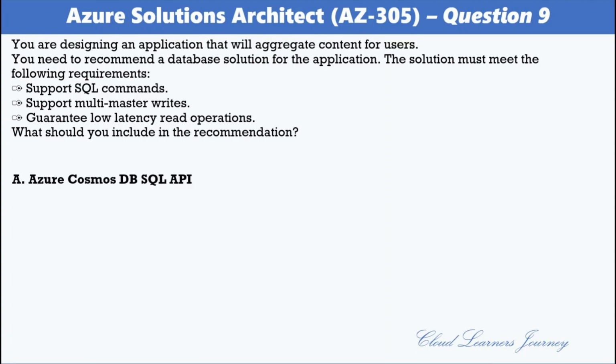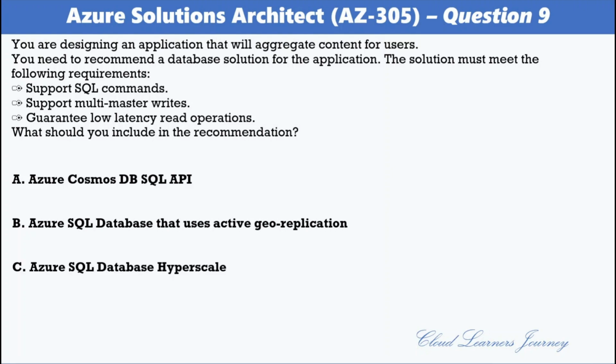The options are A. Azure Cosmos DB SQL API, B. Azure SQL Database that uses active geo-replication, C. Azure SQL Database Hyperscale, D. Azure Database for PostgreSQL. And the correct option is Azure Cosmos DB SQL API. With Cosmos DB's multi-master writes replication protocol, every region supports both reads and writes. The multi-region writes capability also enables unlimited elastic write and read scalability, and 99.999% read and write availability all around the world.